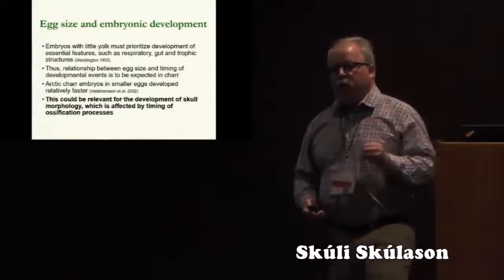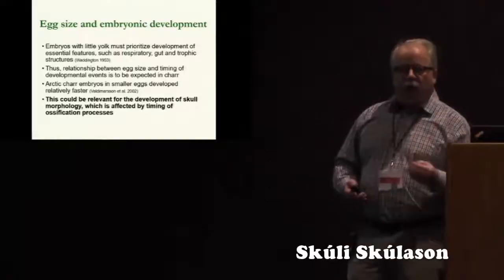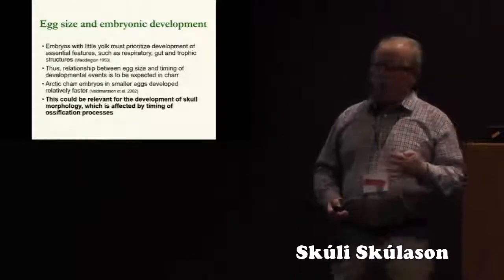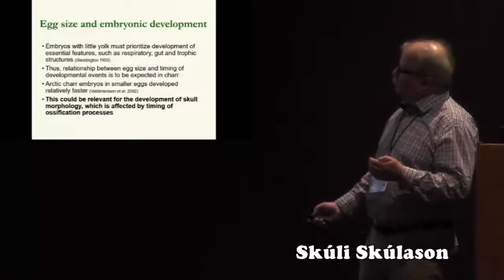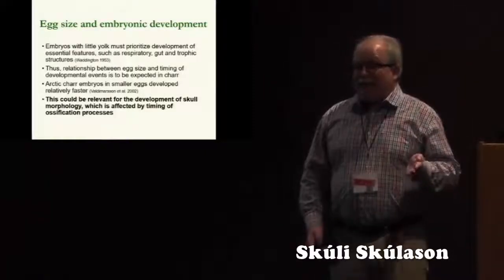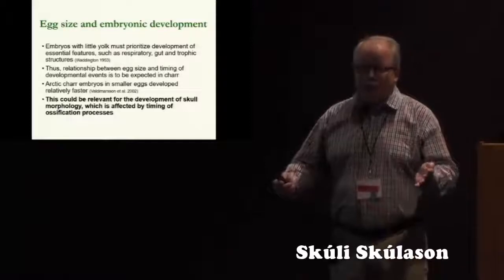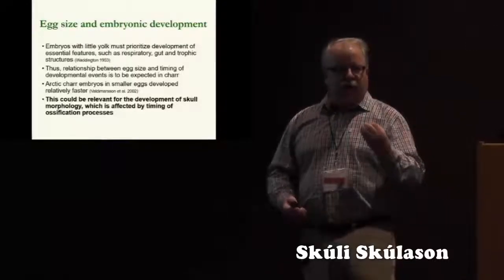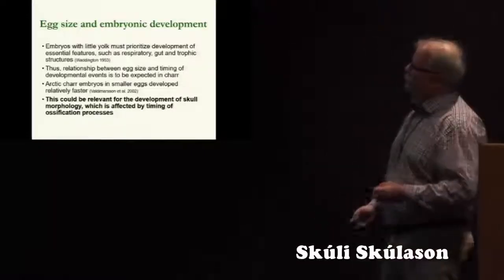But one would expect, and that's pretty obvious, and classical studies have shown, that egg size and embryonic development are closely related. This builds to a great extent on Waddington's work, his epigenetic landscape idea, that embryos with little yolk must prioritize development of essential features, such as respiratory, gut, and trophic structures. So this basically is already suggesting that the embryo is dealing with a resource which varies in its limitations. If there are limited resources, the embryo has to prioritize development of certain structures, which immediately suggests that they may be less flexible. So I'm giving you a hint to my conclusion or my interpretation of all of this.